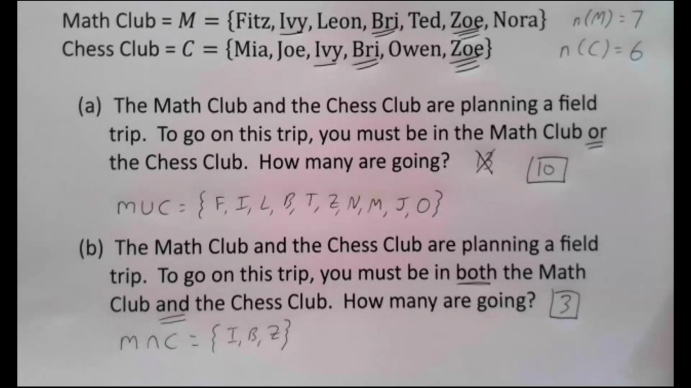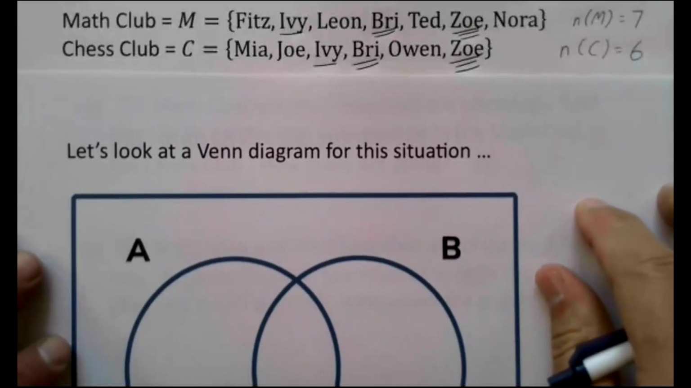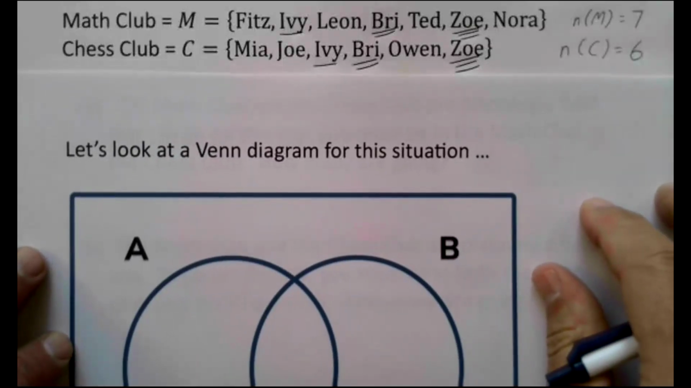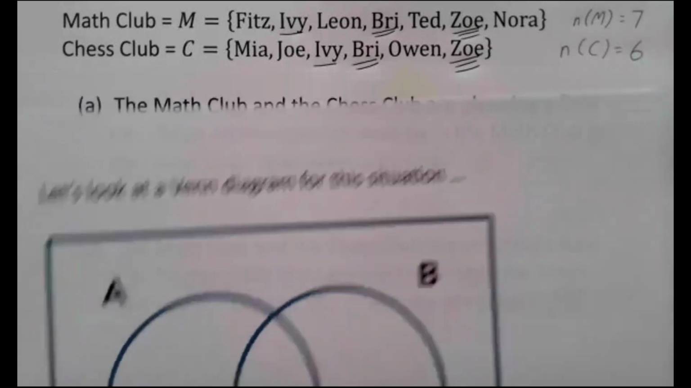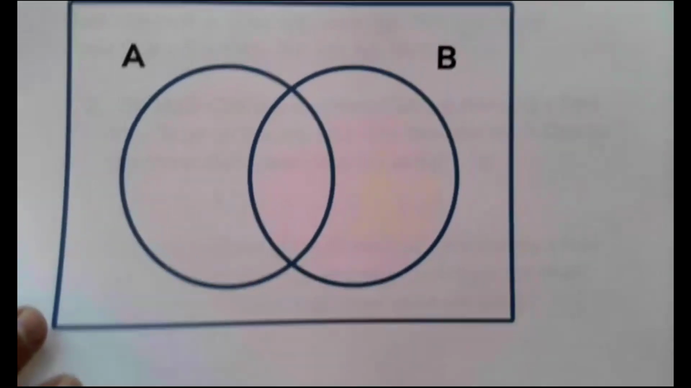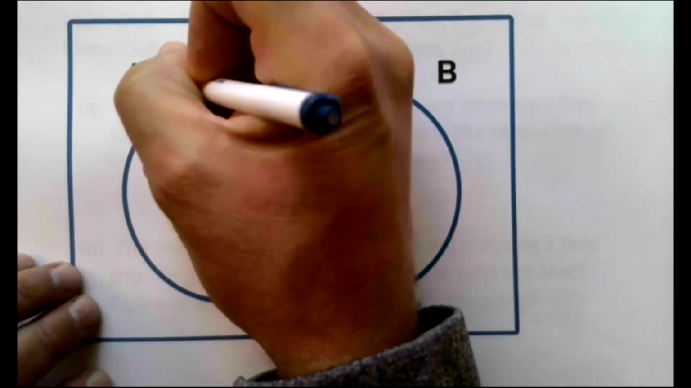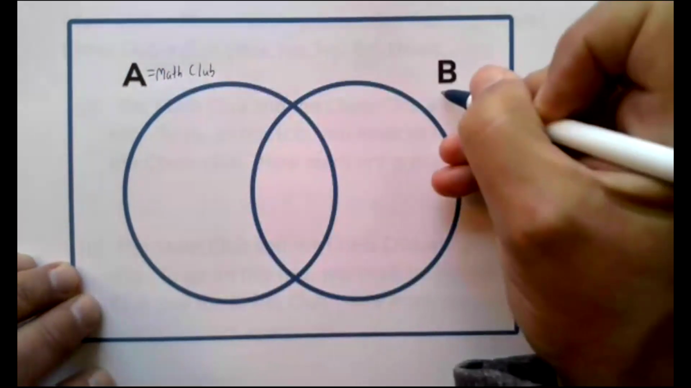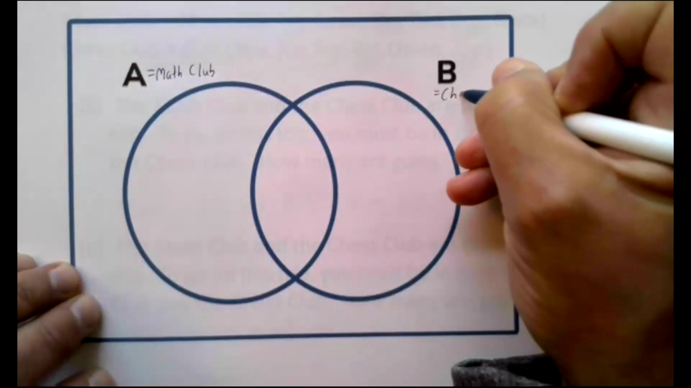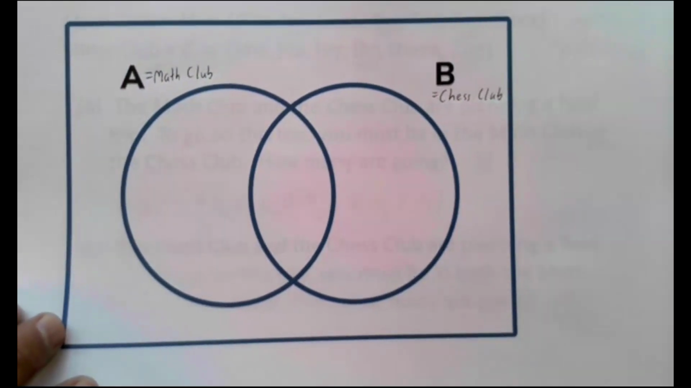Okay. Let's actually look at a Venn diagram for this example. So I think most of you have seen Venn diagrams before, right? Let me kind of go back and forth between the 2 pages. So I'm actually going to call this the math club, kind of pre-labeled A and B most of the time, but we'll call this math club and we'll call the right-hand circle the chess club circle.